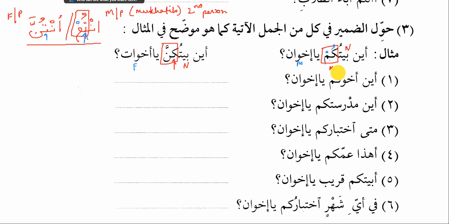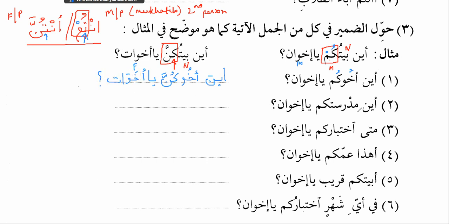Aina akhukum? Where is your brother? Ya ikhwan, O brothers. So what will you write? Aina akhukunna. The noun will be the same. Only you need to change the pronoun. And now you need to change the noun also here as feminine. Ya ikhwan, ya akhawat. So it's simple. Akhawat, question mark.